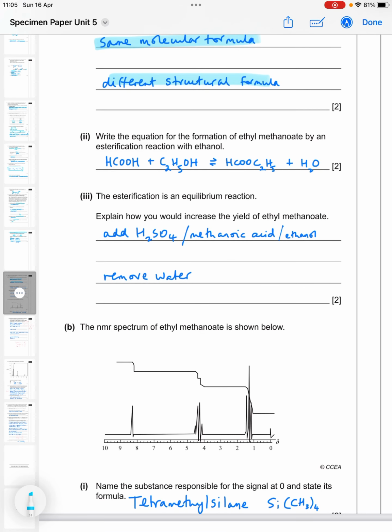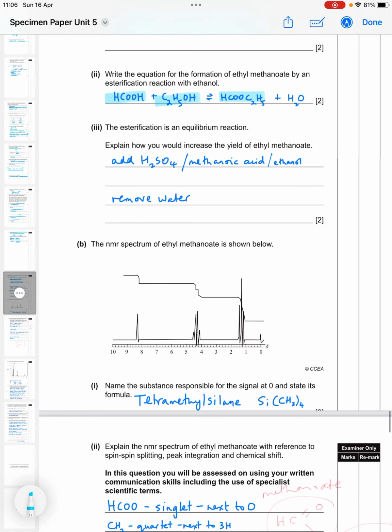Then write the equation for the formation of ethyl methanoate by an esterification reaction with ethanol. So we've got your methanoic acid and ethanol, so HCOOH and C2H5OH. Remember, it's a reversible reaction. And then we've got the ester HCOOC2H5, and then water as well. So the esterification is an equilibrium reaction.